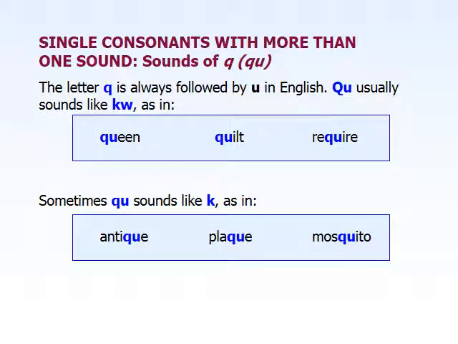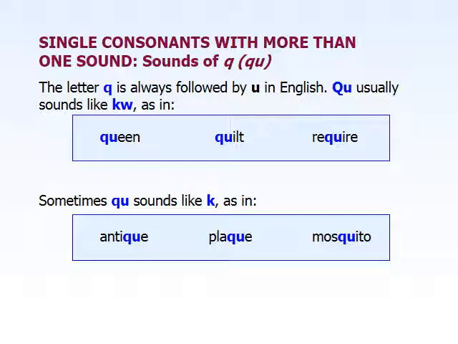Then we have Q. Now, pretty much all of the time in English, the Q is followed by a U, and the sound of a Q is normally pronounced like qu. So we have here quilt, queen, and require. But there are sometimes where it has a K sound.